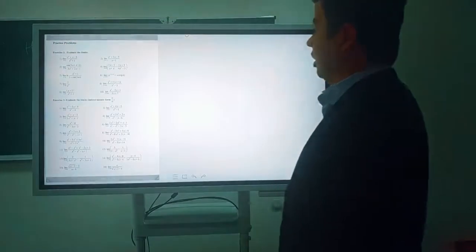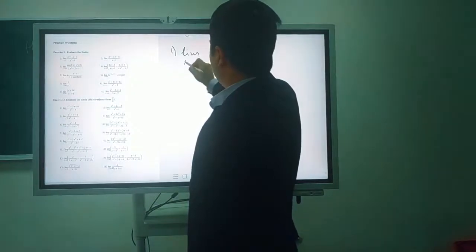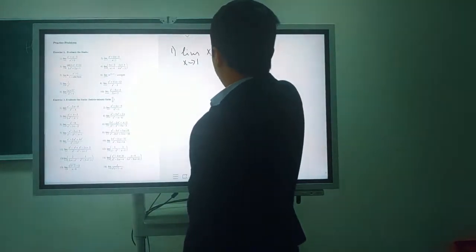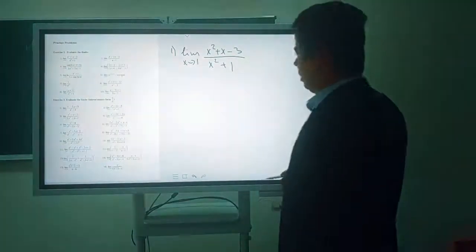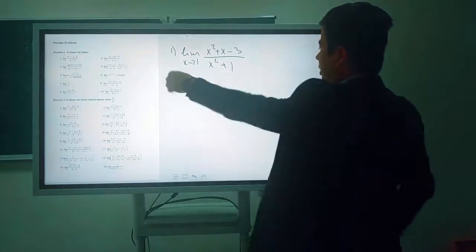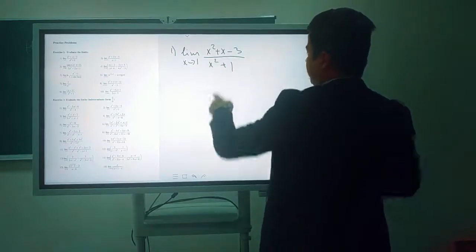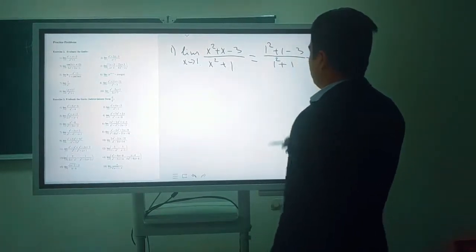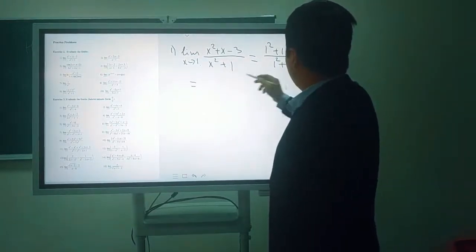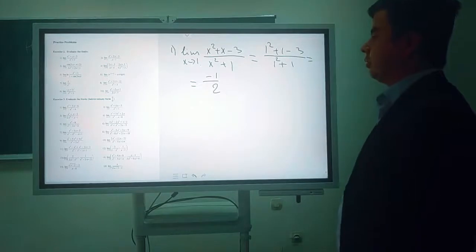So, practice problems now. Let's start with number 1 here. Evaluate the limit as x tends to 1 of (x squared plus x minus 3) over (x squared plus 1). So, what should we do? This is just a very easy limit, just putting 1 instead of x, there is no problem here. We have 1 squared plus 1 minus 3 over 1 squared plus 1. Here we have 1 plus 1, 2, 2 minus 3, it is minus 1 over 2. The answer is minus 1 over 2. This is a very easy one.